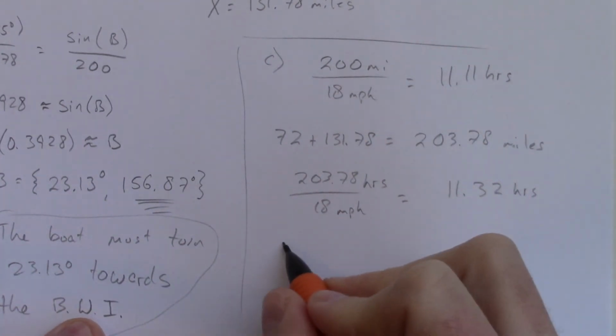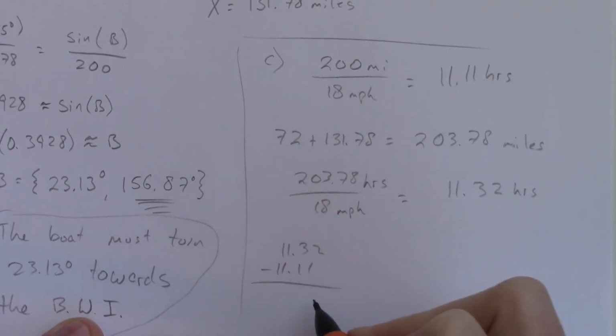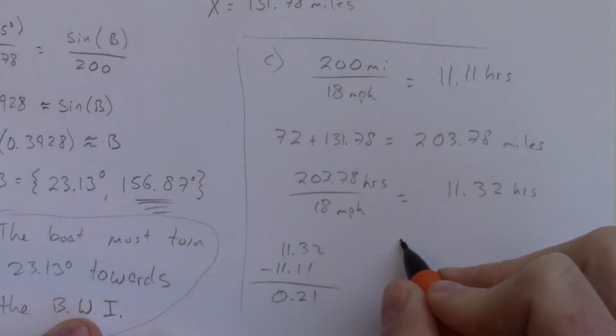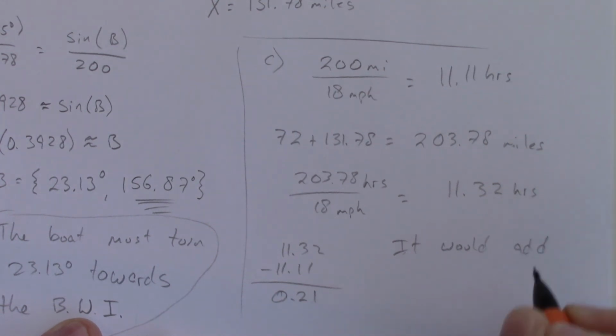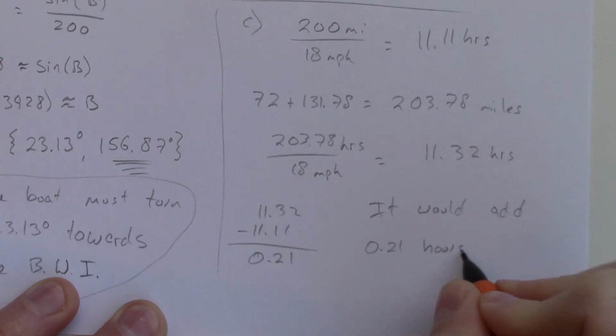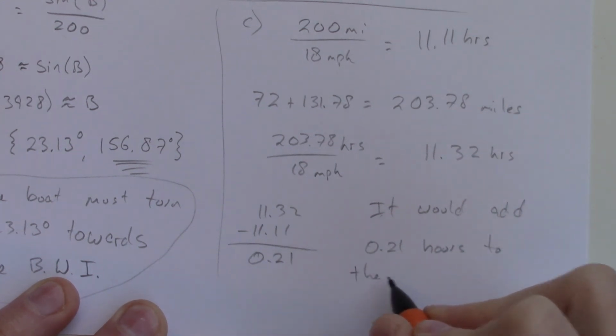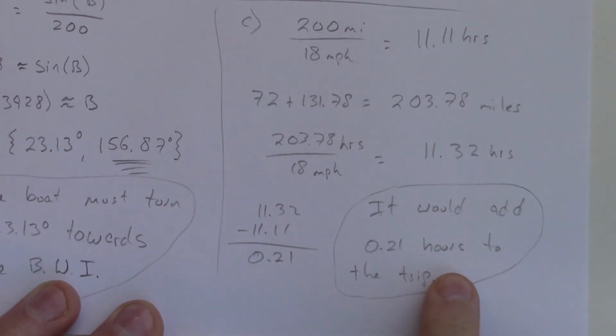So I'm just subtracting 11.32 minus 11.11, giving me 0.21 hours. So it would add 0.21 hours to the trip, which turns out to be 12.6 minutes. Not too much. Kind of surprising, actually. But you're only off 15 degrees. So that's how much you would add to the trip.